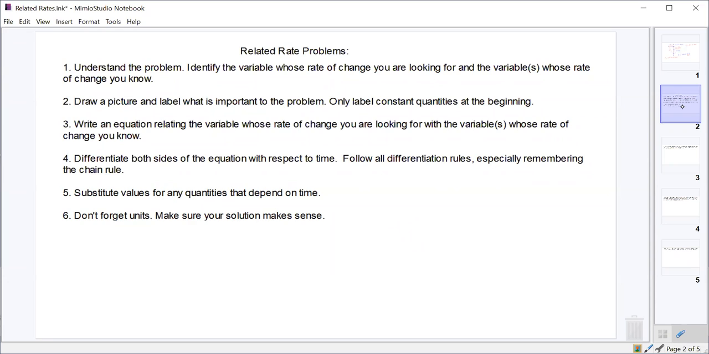And then just like in the optimization problems, you're going to want to draw a picture. The pictures will make this much easier. But there's a little bit of a caveat to that. When you draw your picture and start labeling it for related rate problems, only label constant things at the beginning. Okay? Don't label things that are changing.